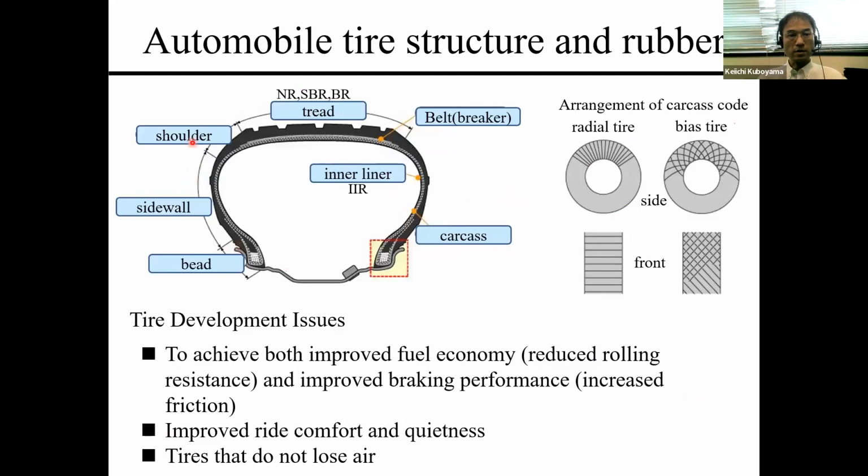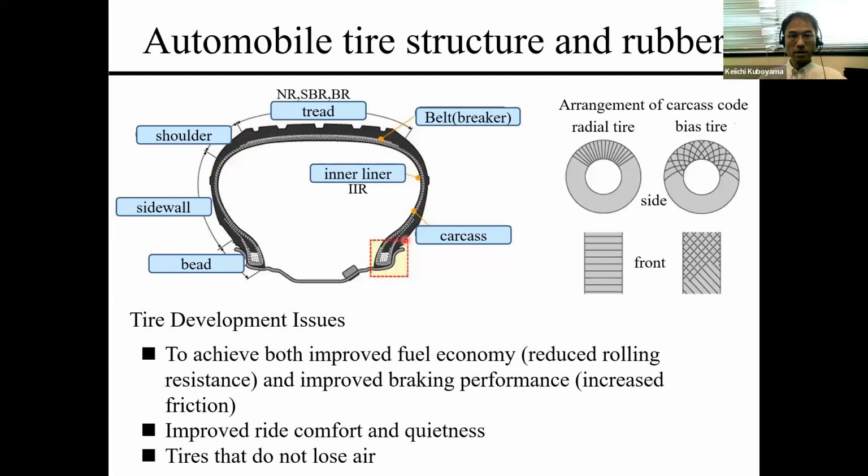This one is a cross-sectional image of an automobile tire. A tire is made of many parts. And this part is the tread part, a very important part of the tire. Rubber is used in this part, and normally natural rubber or styrene butadiene rubber or butadiene rubber are used.